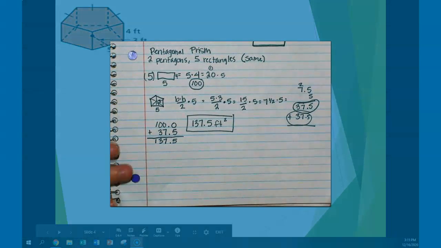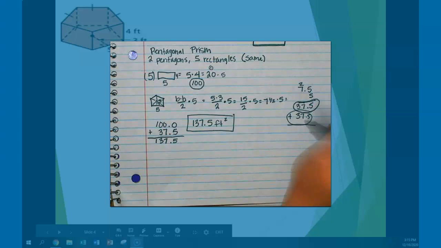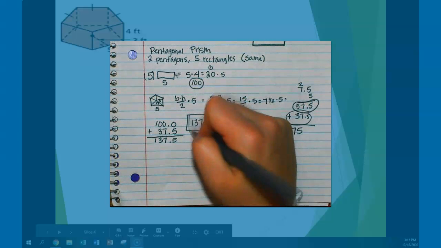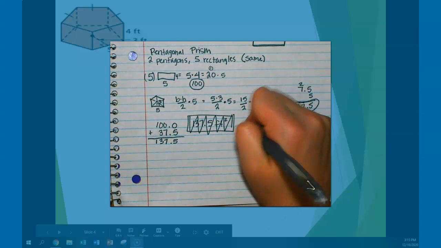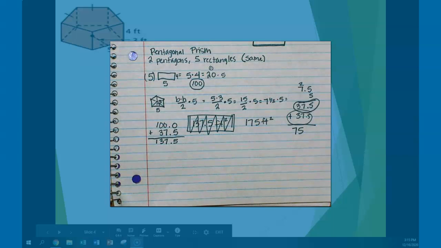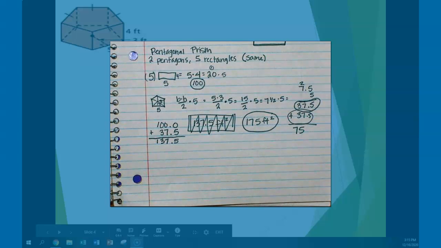Just joking. We are not done yet. 137.5 is not my final answer, because that is just the area of one pentagon. So 37.5 plus 37.5 would give me 75, plus 100 would be 175 square feet. That would be my final answer.